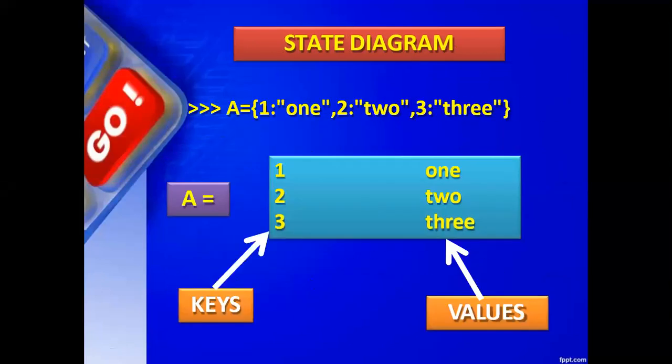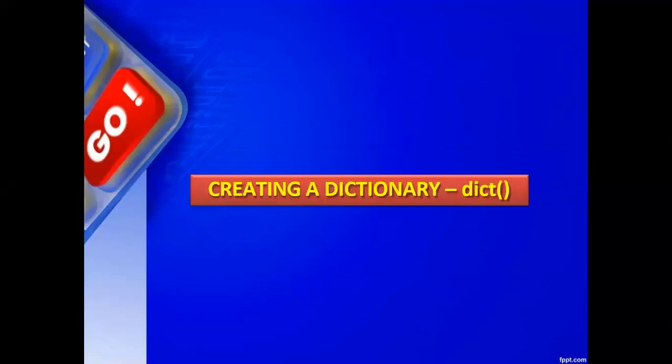Okay, so this is one diagram. Let's say A is the name of my dictionary, and you can see 1, 2, and 3 are used as the keys, and the numbers 1, 2, and 3 are used as the values. Creating a dictionary. How do we create a dictionary?